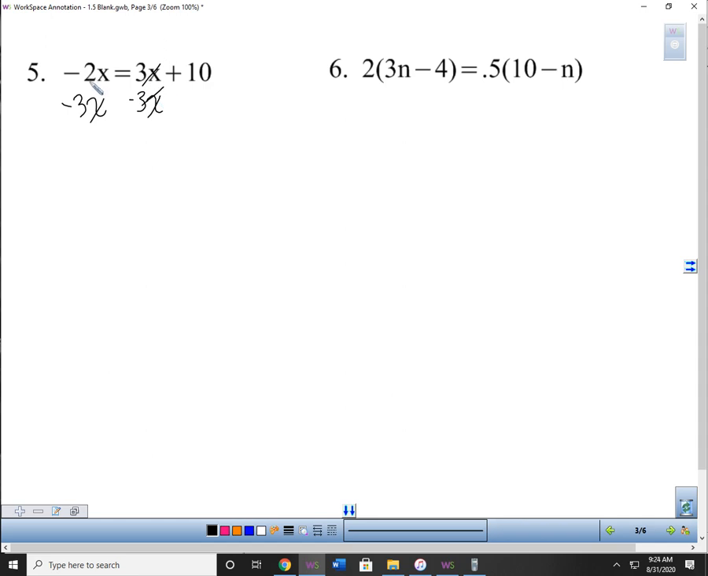Negative 2x minus 3x is negative 5x equals, I have a 10 left over on this side. Then since I'm multiplying x by negative 5, I will divide by negative 5. And x is equal to negative 2.